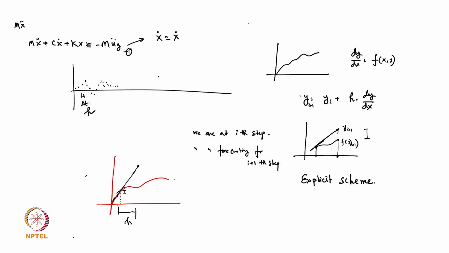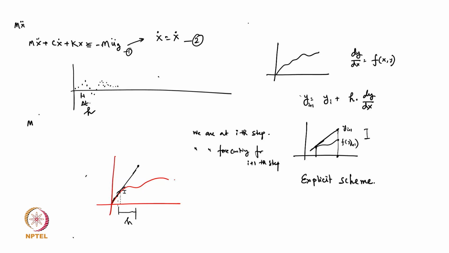Now how will I write the two equations combined? That is the most interesting thing. You have to always use x dot equal to x dot. You cannot use x equal to x or x double dot equal to x double dot. You have to always use x dot equal to x dot, because I will show you why.